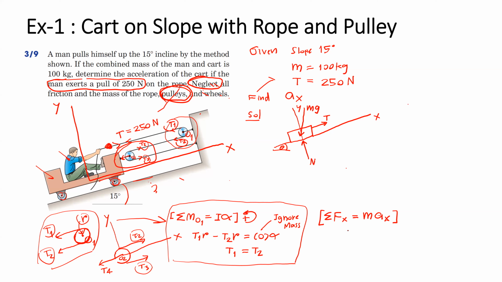Summation of force is T2 plus T3 in the positive X direction, and subtract by T4 in the negative X direction. And it will equal the mass of the pulley multiplied by the acceleration of the pulley.